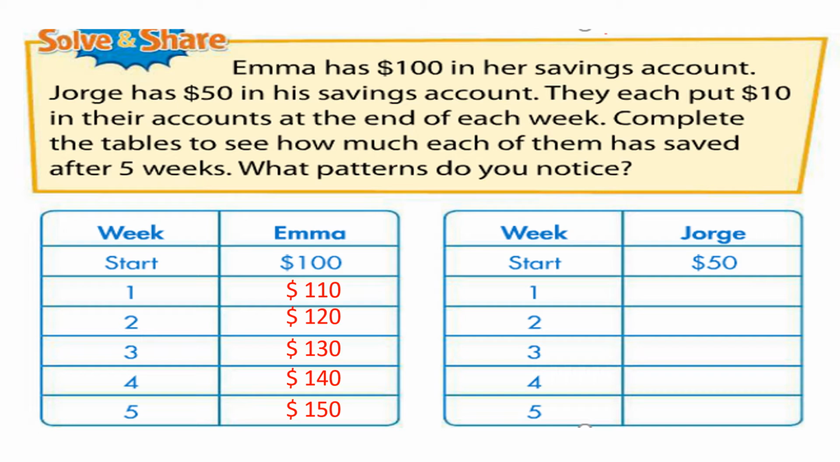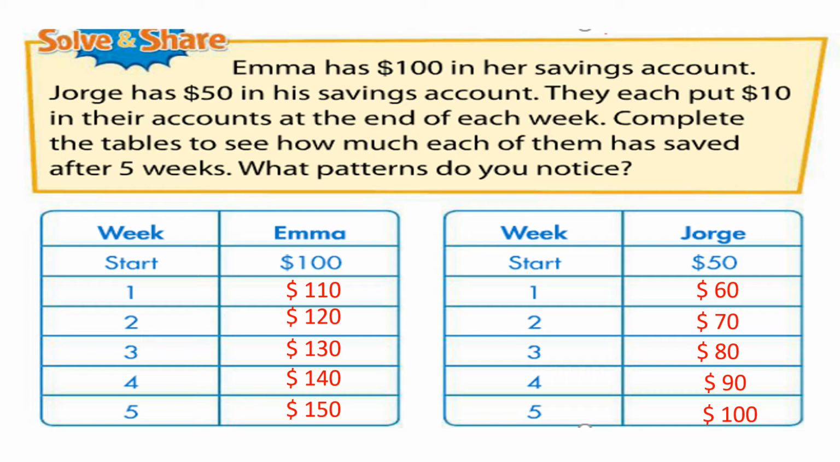Okay, what about George? George starts, as he said in the question, with $50. So he starts with $50, and at the end of each week he's putting $10 in his saving account. So what is the rule of George also? I'm going to add 10 to the 50 to get how much money he saved at the end of the first week. Exactly, just add 10 to 50, which will be $60, and add 10 will be $70, then add another 10 will be $80, then add another 10 will be $90, then add another 10 will be $100.